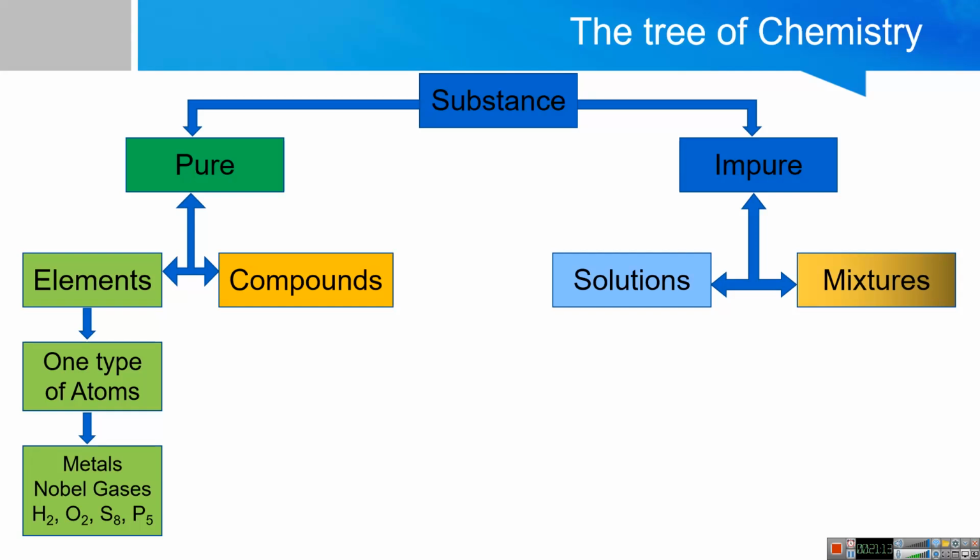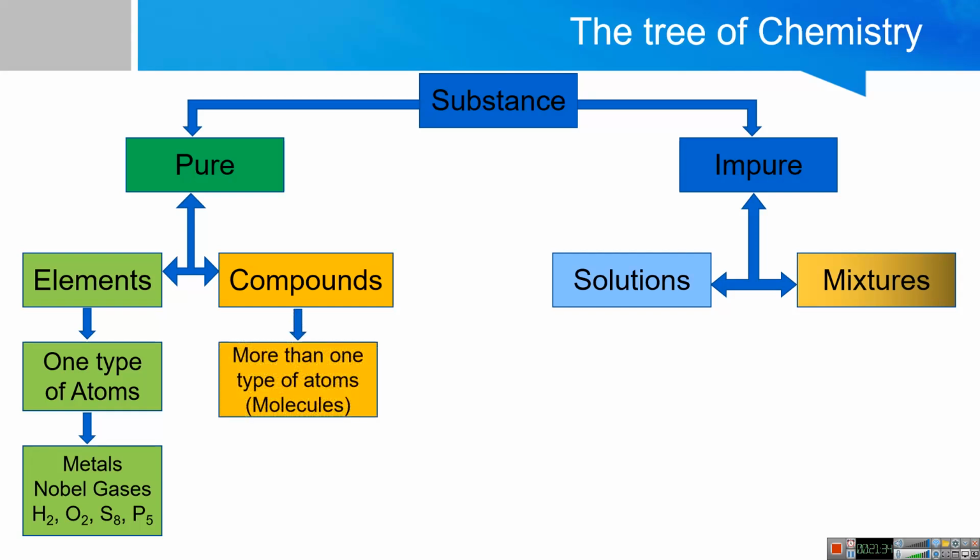In a similar way, sulfur is found in S8 form. That means 8 sulfur atoms are joined together to form one large molecule of sulfur. And similarly, phosphorus occurs in the form of P5, right? 5 atoms of phosphorus are joined together when they're found in nature, when they're extracted. So they are still elements, they are not compounds.